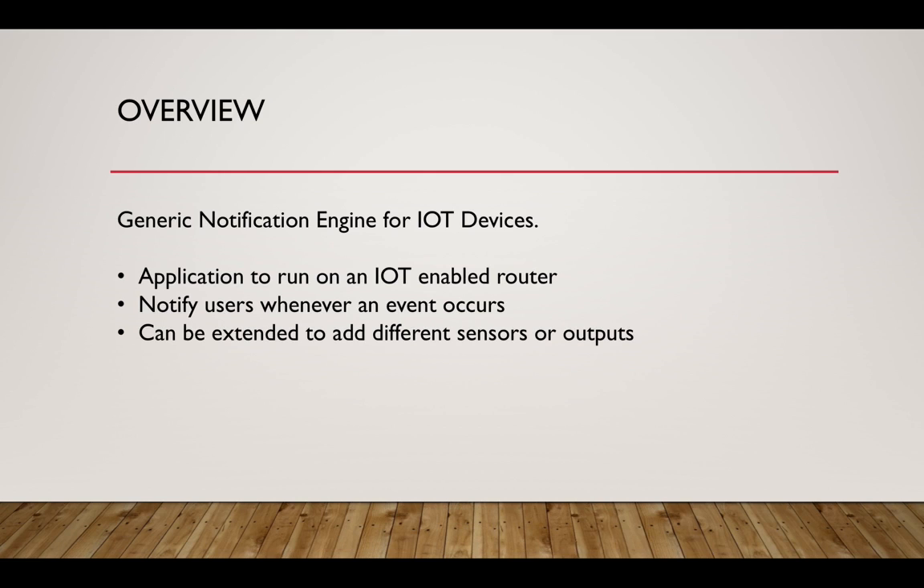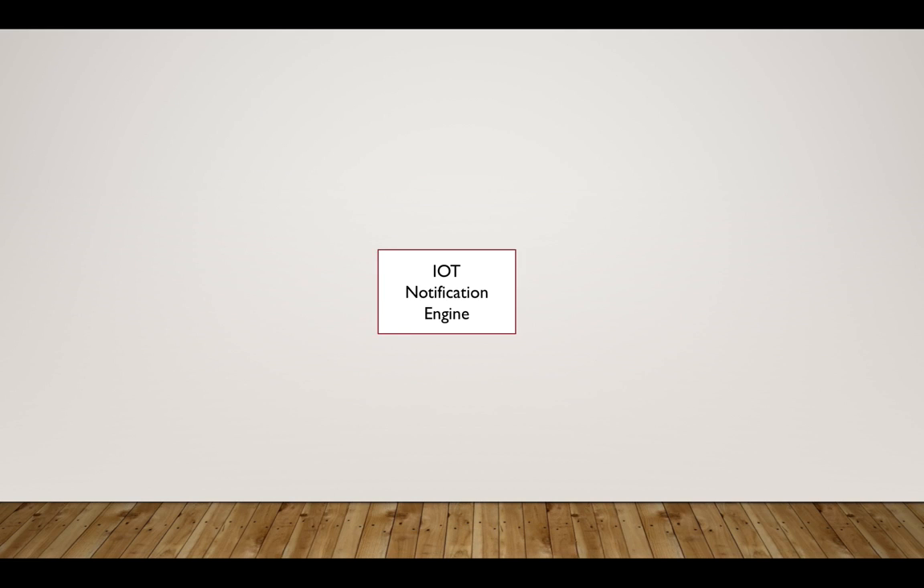Basically, the overview of this application is that it is a generic notification engine for IoT devices. So what that means is that the application is going to run on an IoT-enabled router, i.e. the Cisco 819. This application will notify users whenever an event occurs. There are different sensors that you can plug in, and different output modules that you can plug in to let the user know whenever that event occurs.